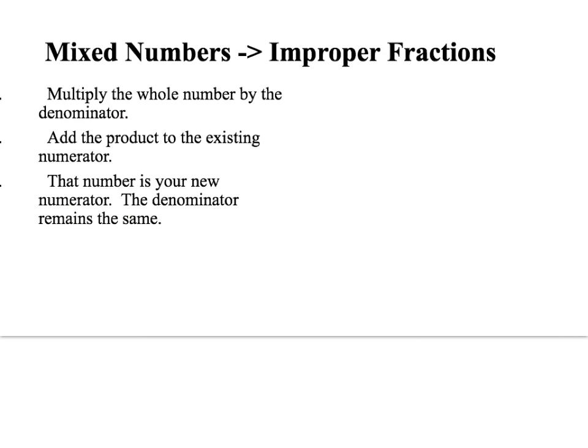The steps for changing mixed numbers to improper fractions: 1. Multiply the whole number by the denominator. When you have that product, you're going to add that product to the existing numerator. And remember that the numerator is the top number. And then you're going to take that number and make it your new numerator. Your denominator will remain the same, just as when we are changing improper fractions to mixed numbers.